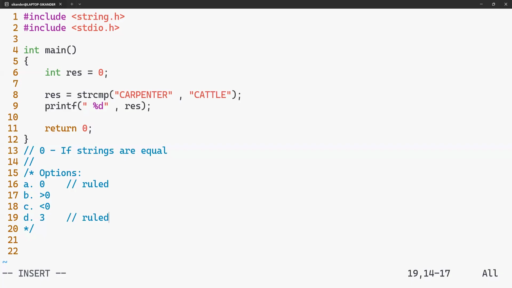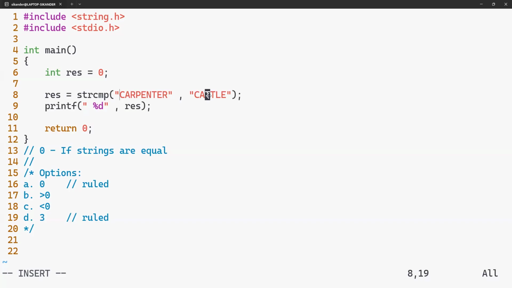Now, between greater than 0 and less than 0, how does this compare? The first thing is it starts with the first character of the first string and compares it with the first character of the second string. If these two are the same, then it moves to the next character, the second character of the first string and the second character of the second string. They are the same again. Now the next is the third character and the third character. Now they are not the same.